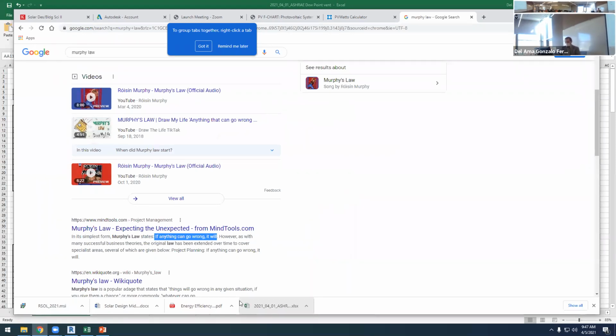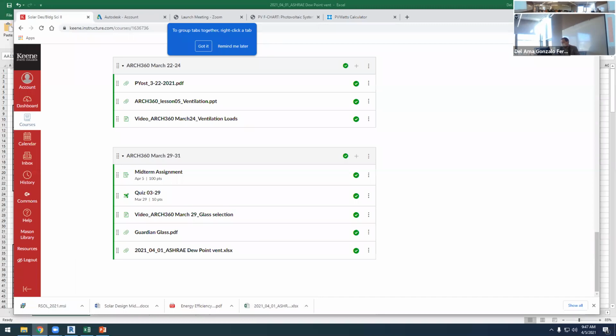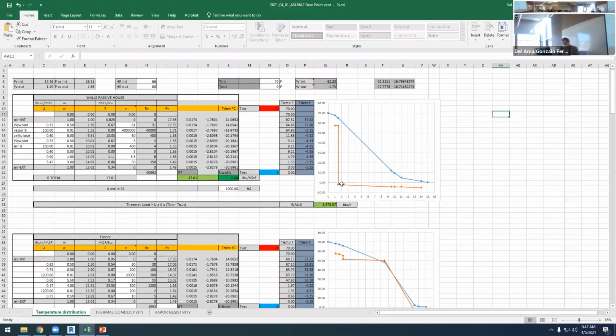But of course, if you have created a bad detail and you are working with the wrong construction company, something will go wrong. Not something, but everything. Okay. So that's it.